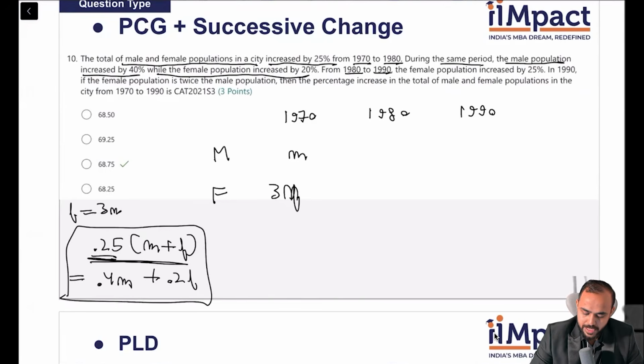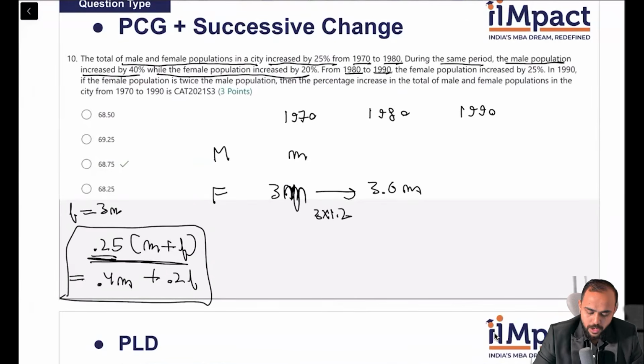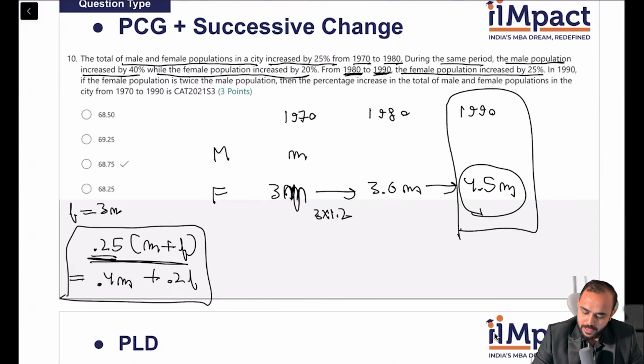This becomes 3M. Now, this increased by what? 20%. So this became 3.6M, 3 into 1.2. All right. Now, what more is given to us is from 1980 to 1990, the female population increased by 25%. So this will further increase by one fourth. 25% is one fourth. One fourth of 3.6 is 0.9. So this becomes 4.5M. In this scenario, the population of females is twice the male population. So the male population will be half of this, which is 2.25M.